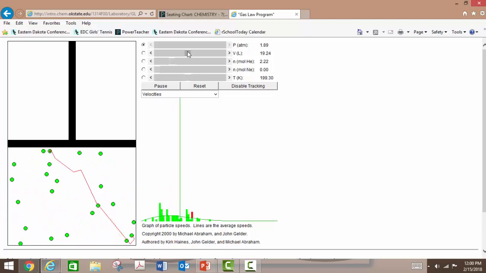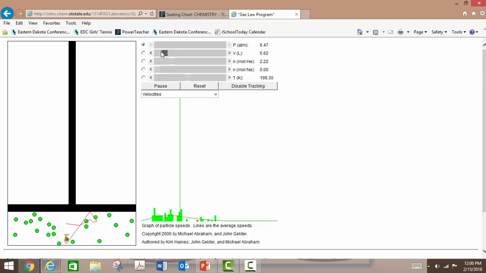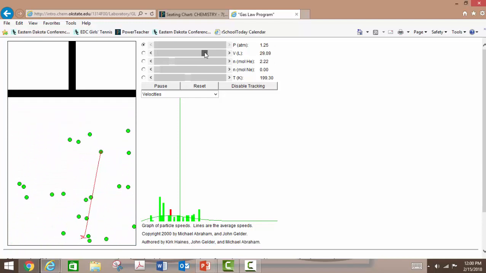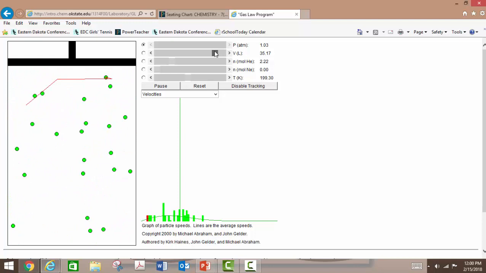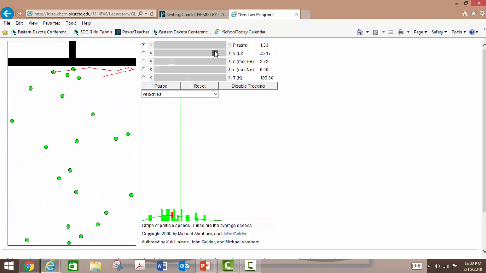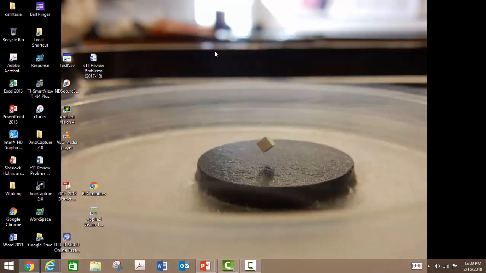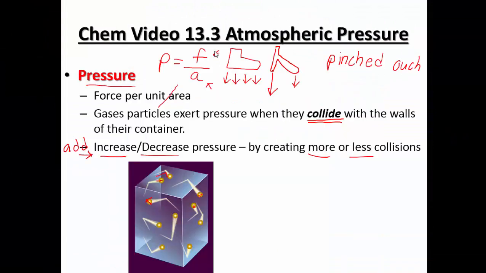Or if we change the shape of the container, make it smaller, particles are colliding more and more and more, so more pressure. If we make the container larger, gas particles will finally move around and continue to fill the whole space, but less collisions with the wall, so less pressure. So while we're working, we want to look at how we can either add more collisions or less collisions to change the pressure on our container.